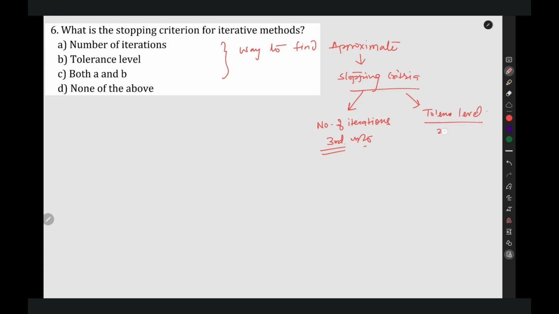We remember we got values as 2.5, 2.75, 2.625. So on the third iteration we stopped here. So we have taken the tolerance level as up to the third decimal. We could also have taken this up to the fifth or sixth decimal. So number of iterations and tolerance level both are stopping criteria for iterative methods. So option C is correct, A and B. Now in the next method we will see the secant method, which is also called the chord method.